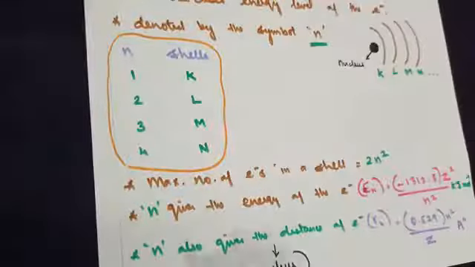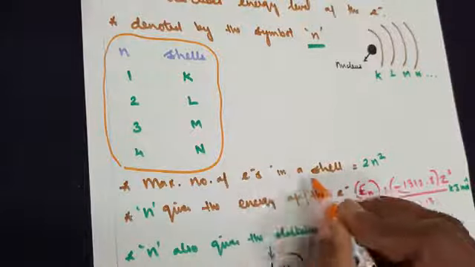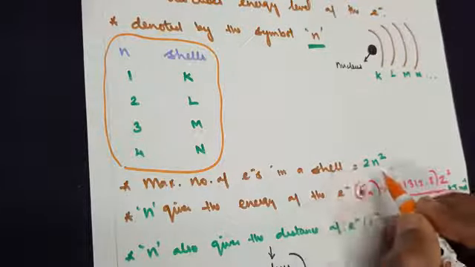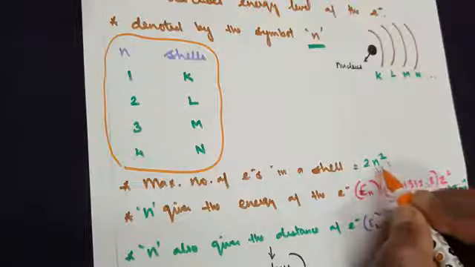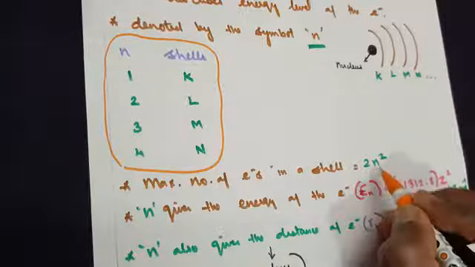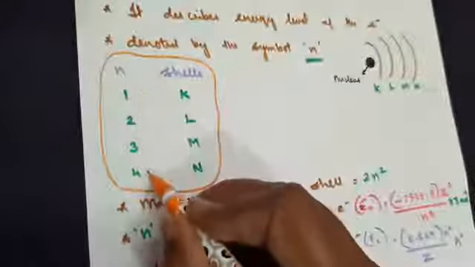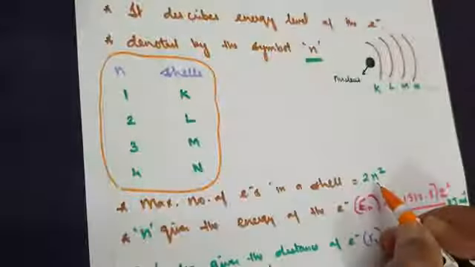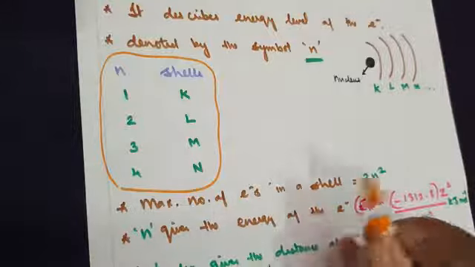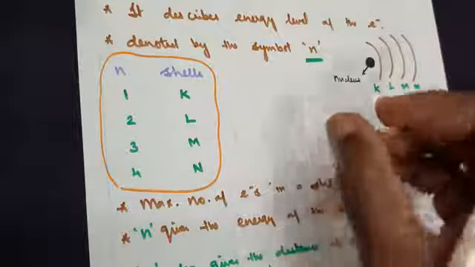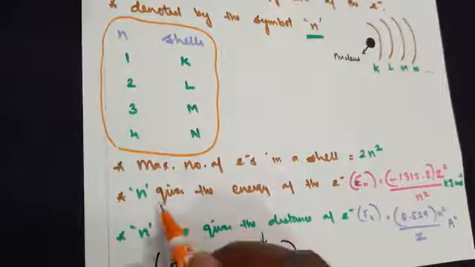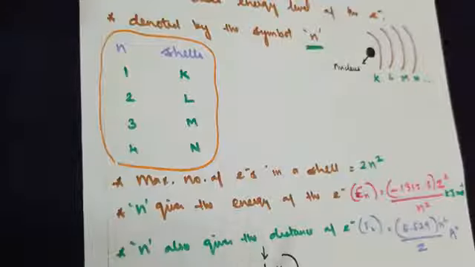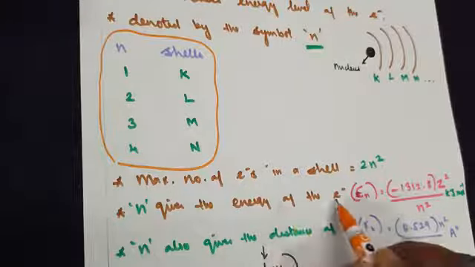And the next point, the maximum number of electrons in a shell or in an atom can be calculated by making use of the formula 2n square. n stands for the principal quantum number that you are taking. Substitute this n value into this formula. You can calculate the total number of electrons within the atom. The next one, the principal quantum number also gives us the energy of the electron.